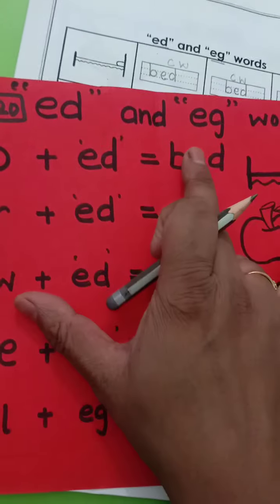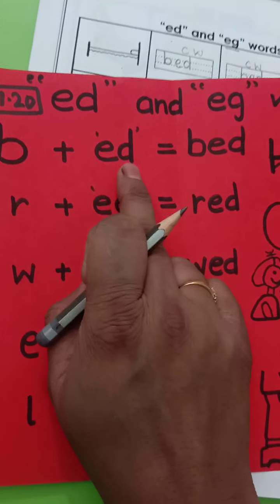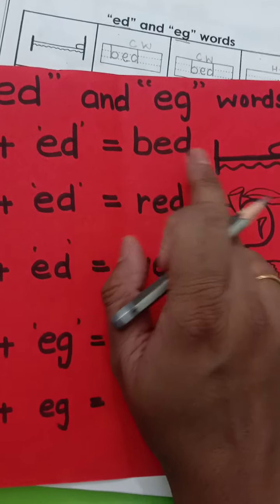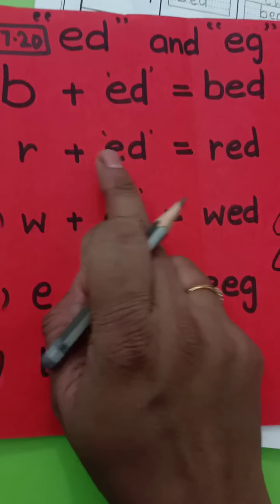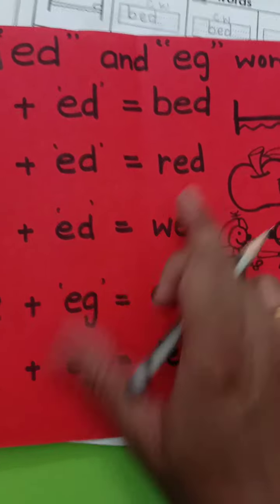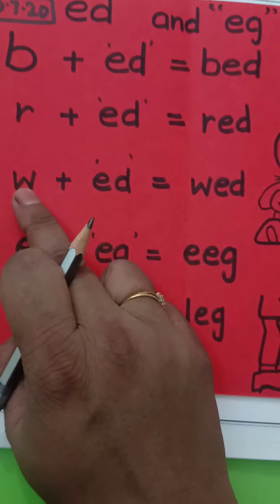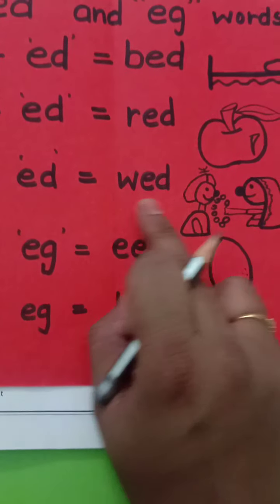Now we'll do a quick recapitulation of it. "Ed" and "eg" words. B plus ed, it will become bed. Next is r plus ed, it will become red. Red, the color of an apple is red. Next is w plus ed, will become wed.